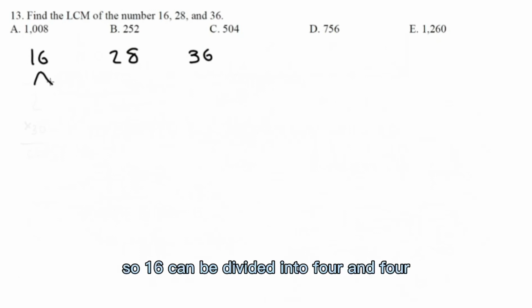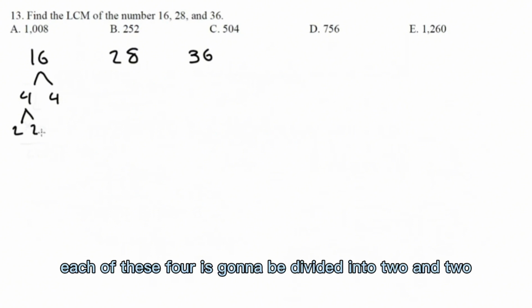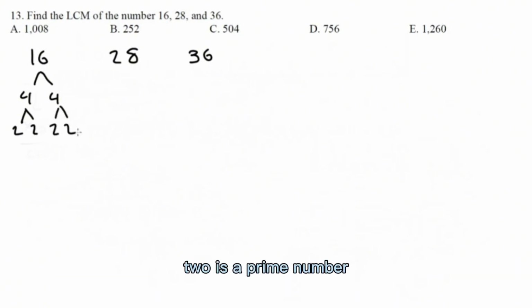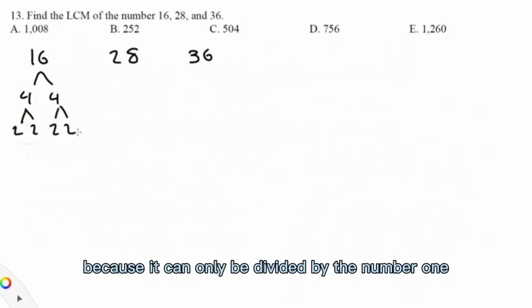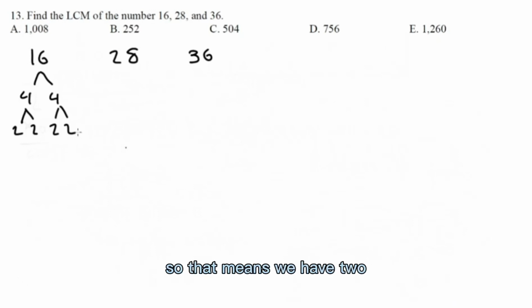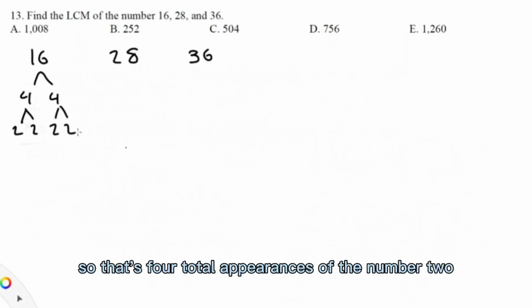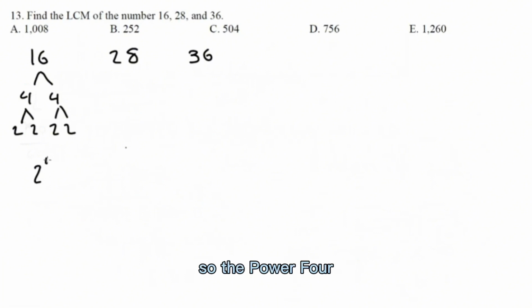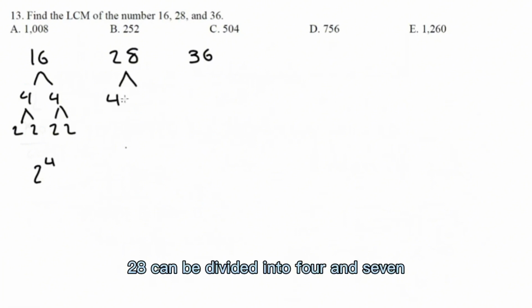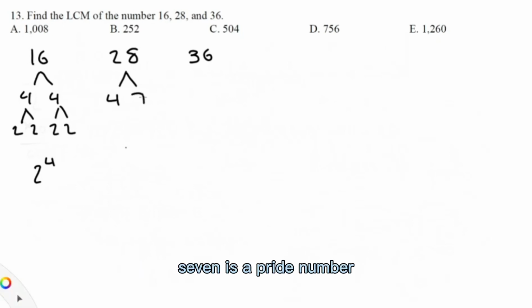Alright, so 16 can be divided into 4 and 4. Each of these 4s can be divided into 2 and 2. 2 is a prime number. We know it's a prime number because it can only be divided by the number 1 and itself, which is 2. So that means we have 2 appearances each from each side. So that's 4 total appearances of the number 2. So this is going to be 2 to the power 4. Alright, next, 28. 28 can be divided into 4 and 7. 7 is a prime number, so we're going to leave it.